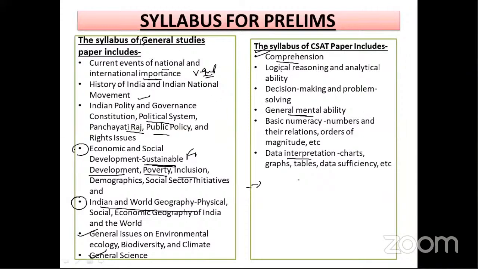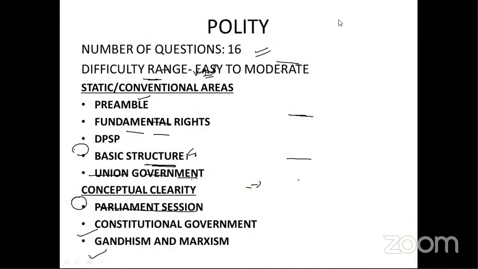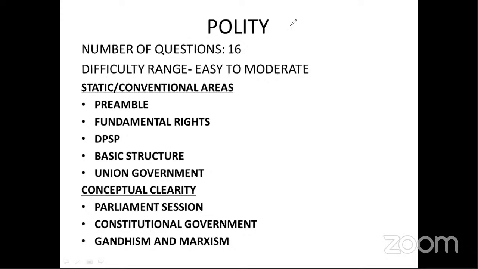Now we'll discuss each and every section in detail. We'll take polity first: what was the question in polity, and what should be your approach for next year's prelims exam. See, I am not going to discuss each and every one of the 100 questions here. I will just give you a general view.